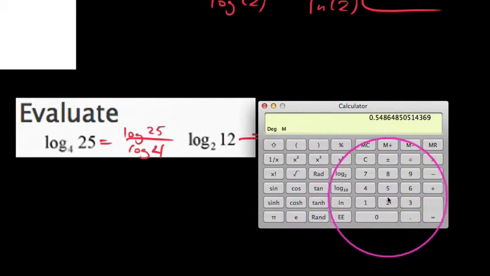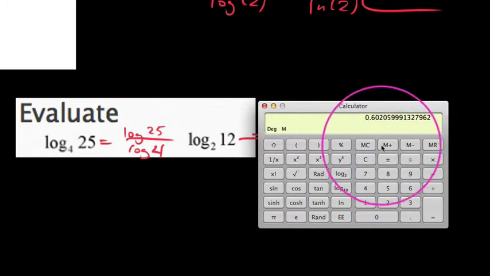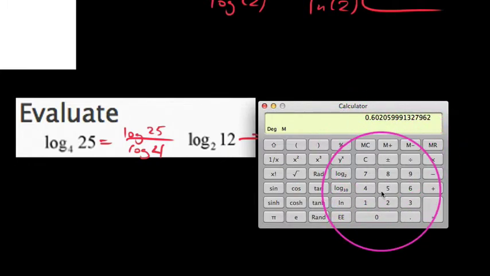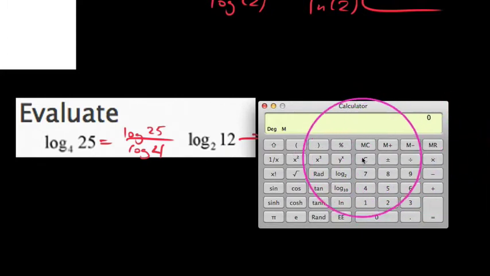Let's try this again here. We say 25 log of that. Now, when we did the log of 4, we said 4 log, okay, memory plus, we'll store that in the memory. And then we say 25 log divided by memory recall. I'm just not getting the memory to work out for me here.